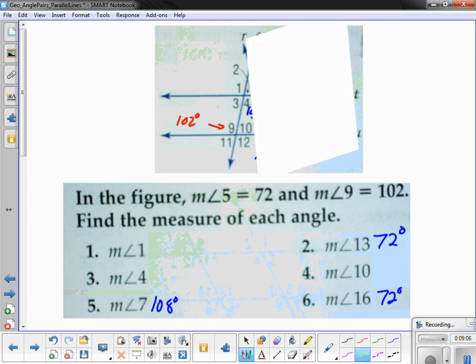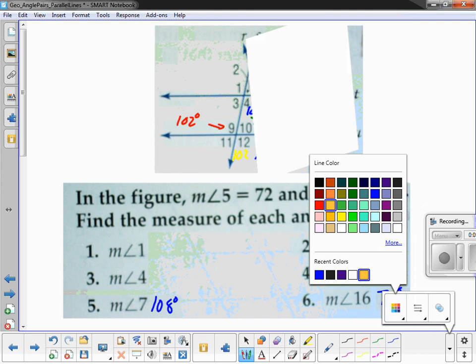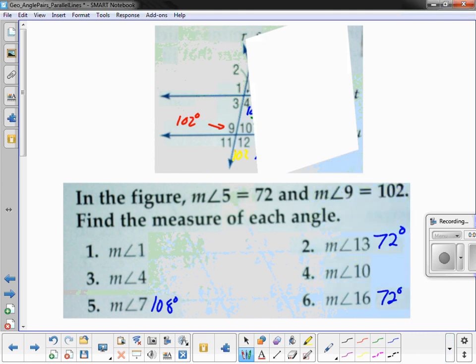Let me go with an orange. Okay, so 12 has to be a 102-degree angle because it's vertical. 4 has to be a 102-degree angle. 1 would have to be a 102-degree angle because those are all in that same set. 9 is vertical with 12, 9 is alternate interior with 4, and 9 is corresponding to 1. So they all have to be the same measure.